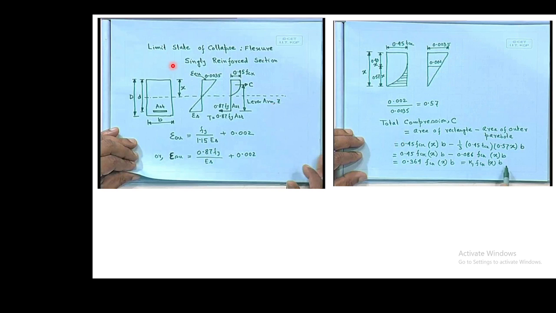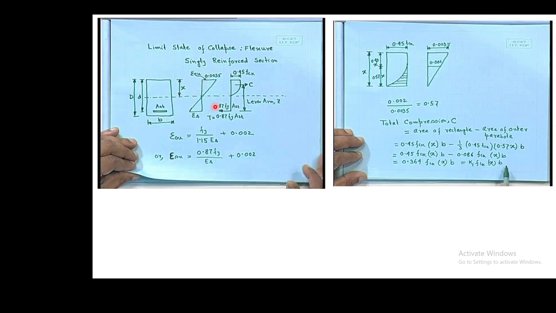So, the limit state of collapse in flexure for a singly reinforced section: we can consider a rectangular section with Ast as the area of steel reinforcement, having total depth D and effective depth small d, which does not include the cover. The width is b. This is called the depth of neutral axis.